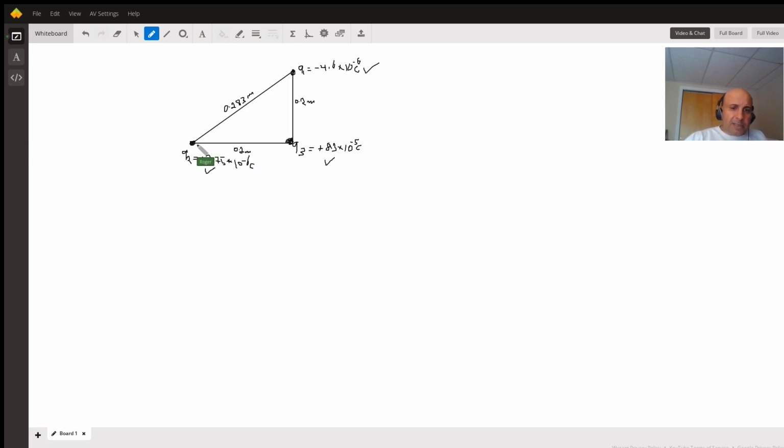You also have the distances between the charges. Between Q1 and Q3, you got 0.2 meter. Between Q3 and Q2, you got 0.2 meters. And between Q2 and Q1, you got 0.283 meters. You're also given that this angle here is 45 degrees at Q2.